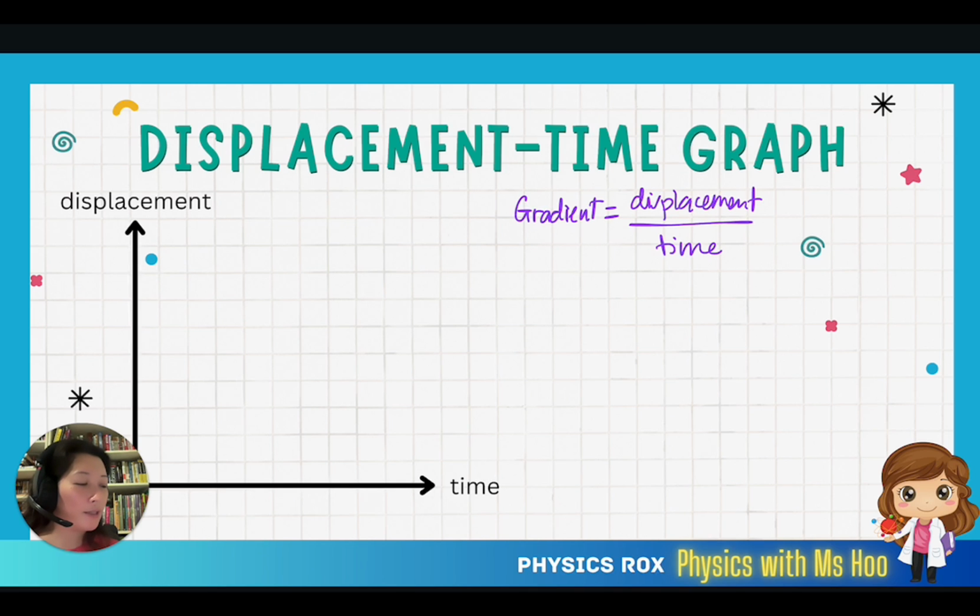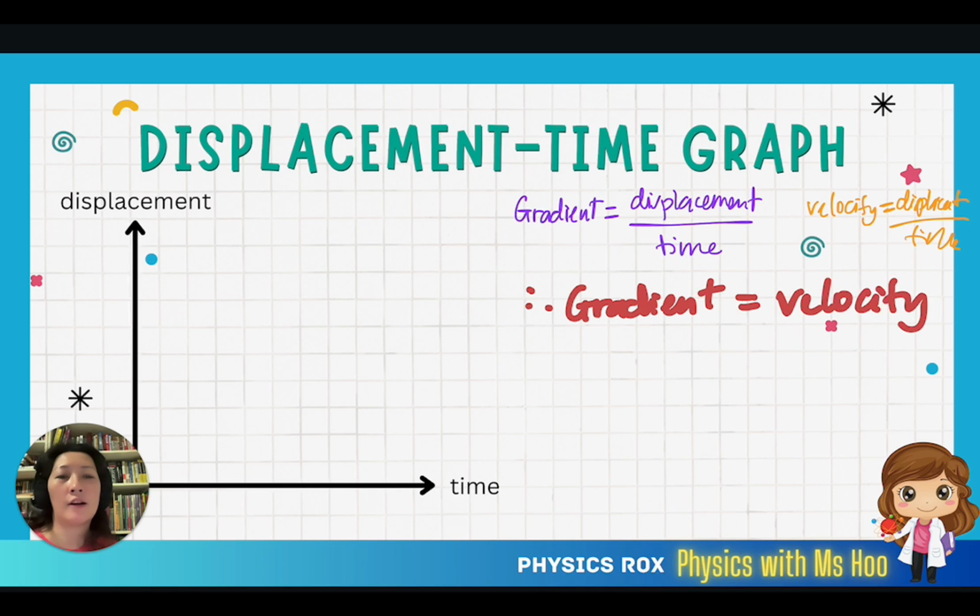That's right, velocity is equal to the change in displacement over time. So what this tells us is that the gradient of a displacement time graph is equivalent to its velocity. Again, to prove this, with units, displacement is meters, time is seconds. Meters divided by seconds gives us meters per second for the gradient, which is the same unit as velocity. Hence, gradient is equal to velocity.